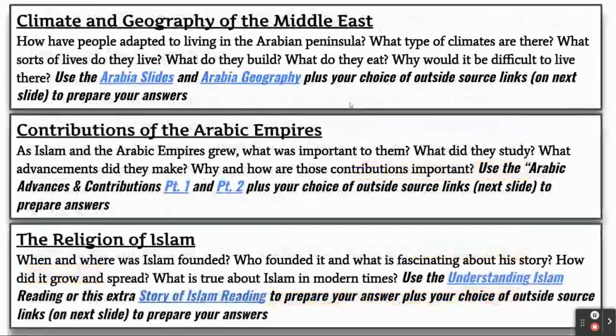Let's take a look. These are the 3 writing prompts. You can write 1 paragraph, 4 to 7 sentences, about any one of these. All right. So if you're writing 1 paragraph, you could choose any one of these to write on, whichever one you want to choose. If you're writing 2 paragraphs, you could write one paragraph on this one, and one paragraph on this one, religion of Islam and climate and geography. You could skip the one about Arabic empires and the contributions. It's entirely up to you. But if you're going to write 3 paragraphs, you write 1 paragraph on each. Doesn't mean that you go in here and write 3 paragraphs about one topic. No, it has to be 1 paragraph about any one of these.